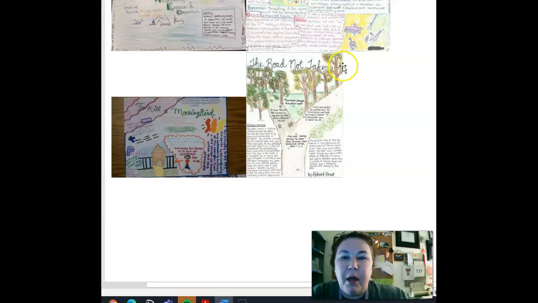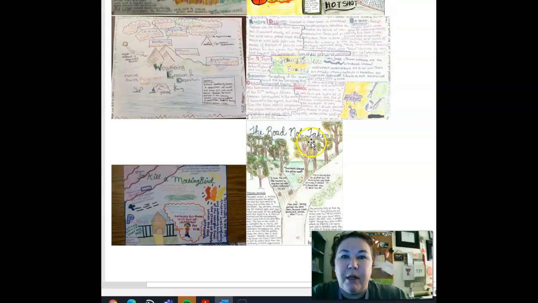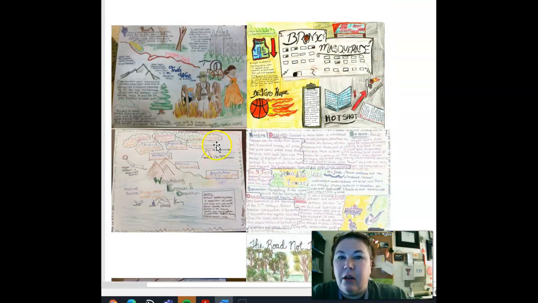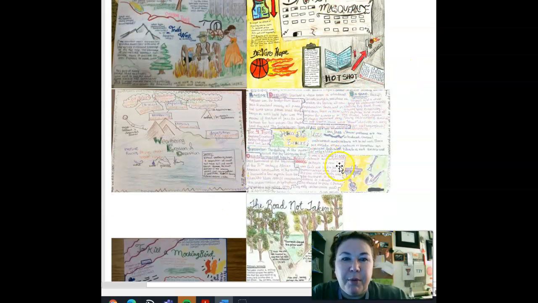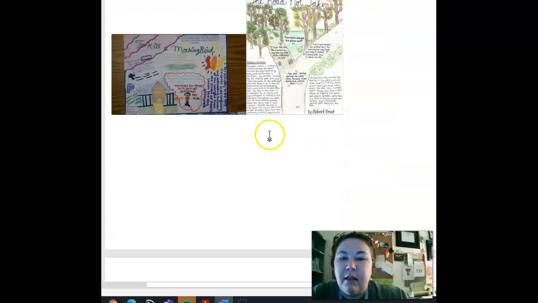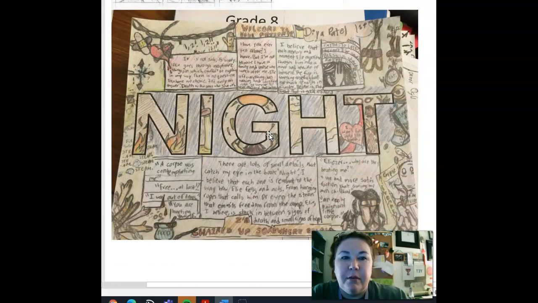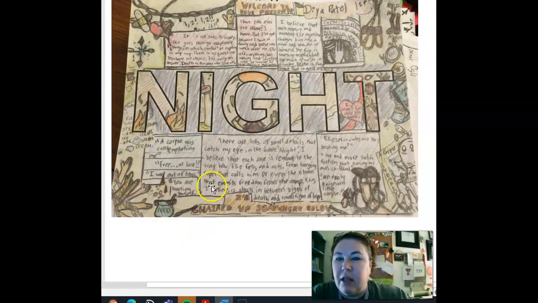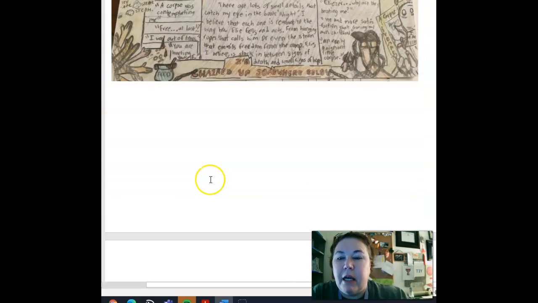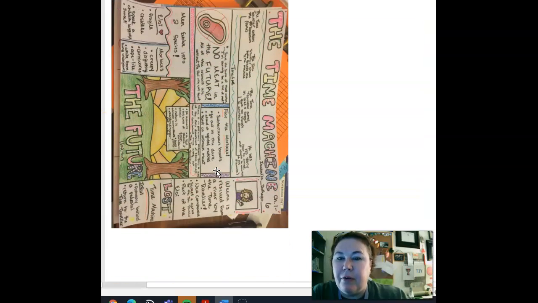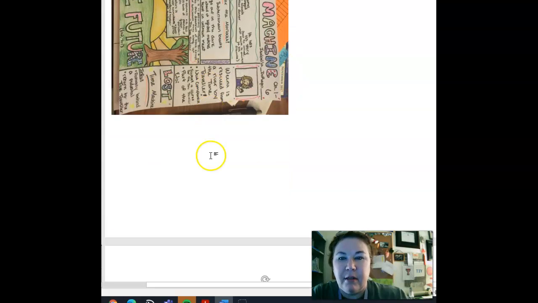So here's one for To Kill a Mockingbird, to the poem The Road Not Taken. So here are lots of examples. This one does have the border. But most of them don't because I kind of added that later. But it kind of helps with the imagery. So you can see there's a lot of images. There's no white paper. This was done by a Heritage 8th grader. Okay, so this is kind of what I expect from my Heritage Pre-AP 8th graders.